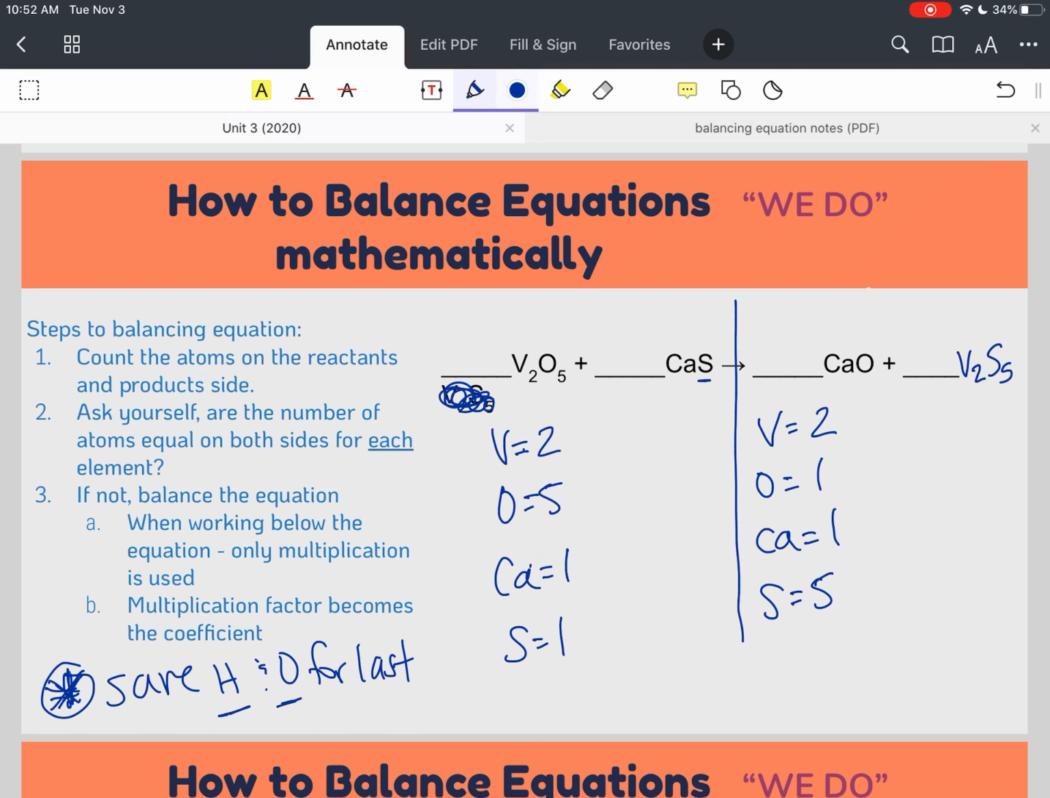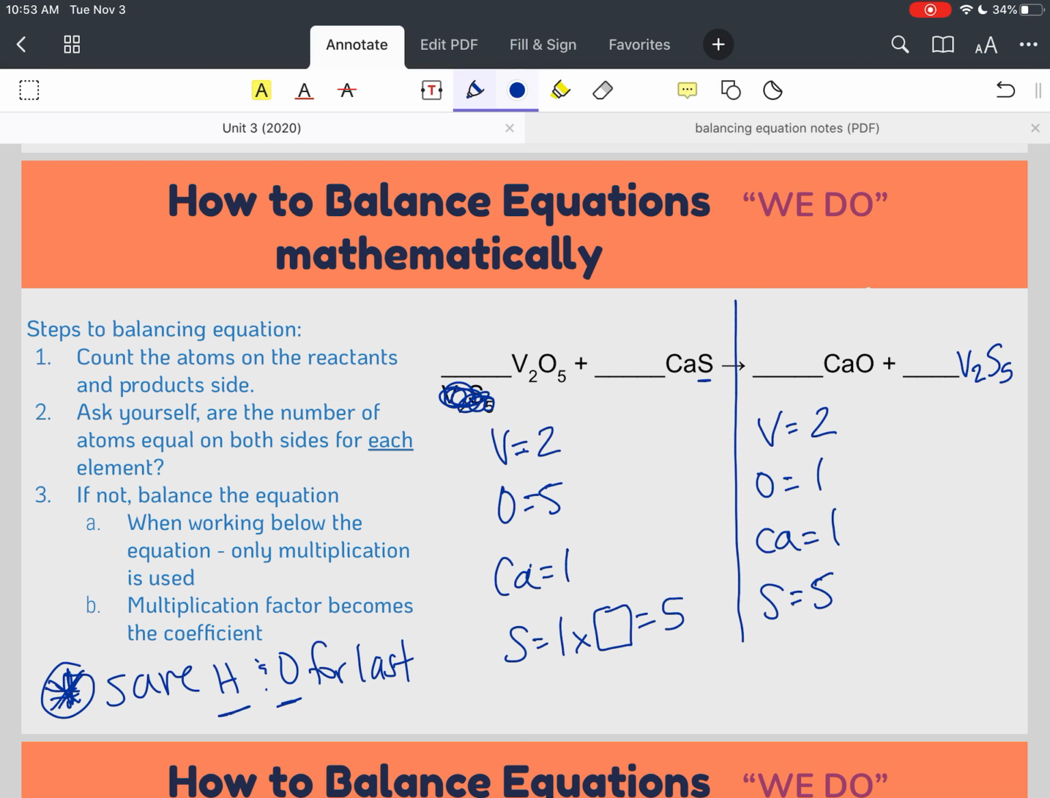Notice how I write out my elements. I do them in the same order on each side, so that they're across from each other. Even though it's not the order that they're listed in the equation, it's just easier for me to see what I'm looking at. I'm not trying to look at multiple lines and get confused. Okay, so I want to save oxygen for last. So I'm going to come down and look at sulfur because it's not balanced.